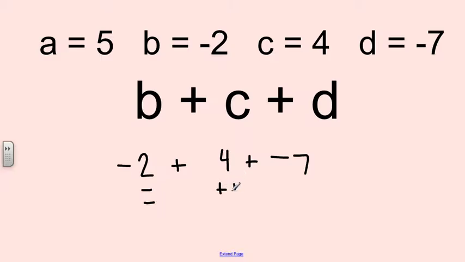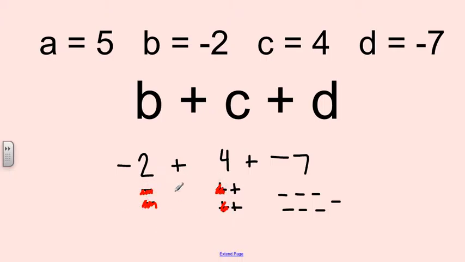But just for learning's sake, I'm going to start at the beginning, just for some of you who might be confused. I have 2 negatives here, 4 positives here. I know they make 0 pairs, so I'm going to cross off a negative and cross off a positive. Cross off a negative, cross off a positive, because they make my 0 pairs.